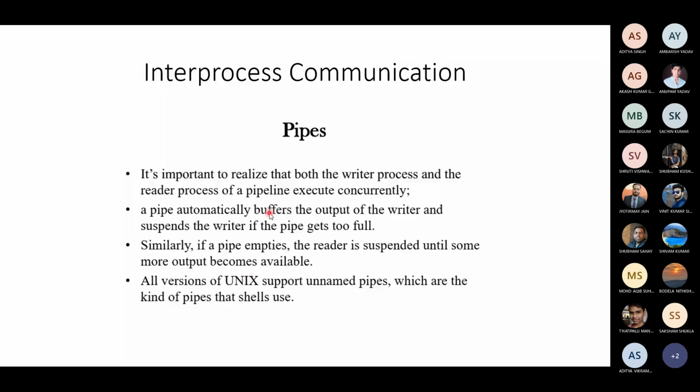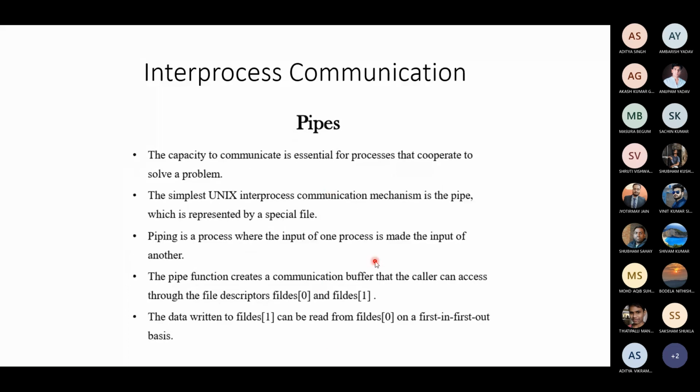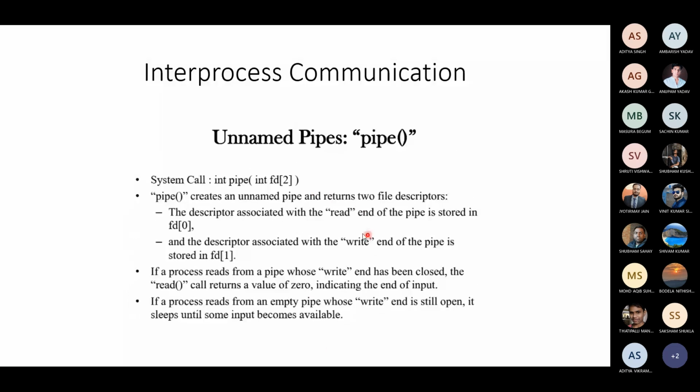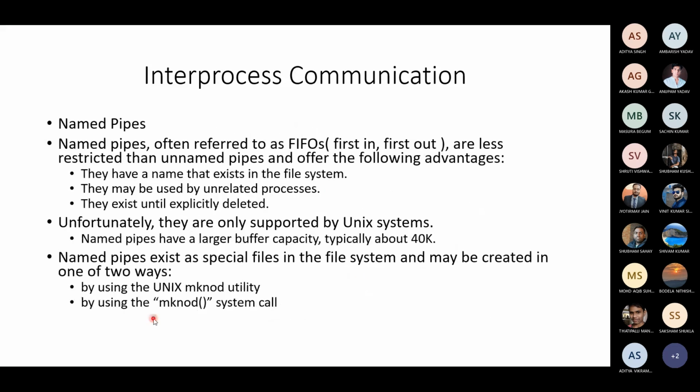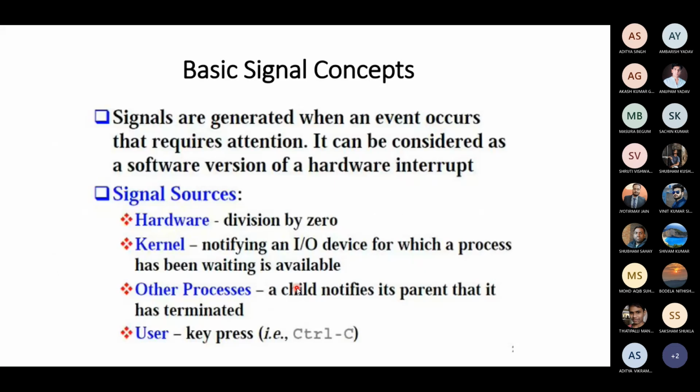In pipes also there are two versions, named pipe and unnamed pipe. Unnamed pipe is supported by Unix, and named pipe is supported by some other functions. Okay, you can see that I have given some details about named pipes and unnamed pipes, and how we can define them. You can just go through it.